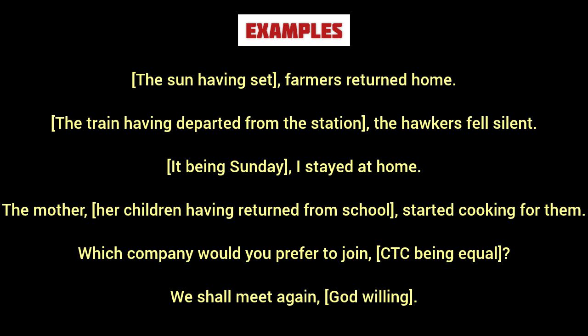Once again, the absolute phrase is placed at the end of the sentence. It consists of the noun God and the present participle willing. Here the absolute phrase God willing modifies the whole sentence we shall meet again by expressing a certain condition. Here God willing means if God is willing.